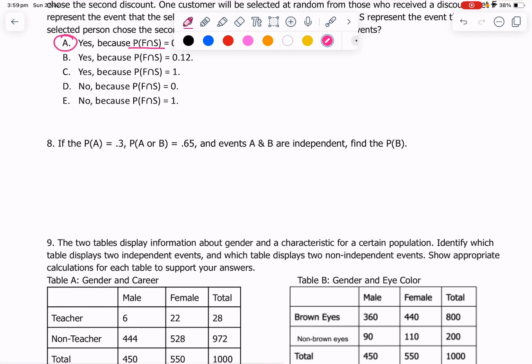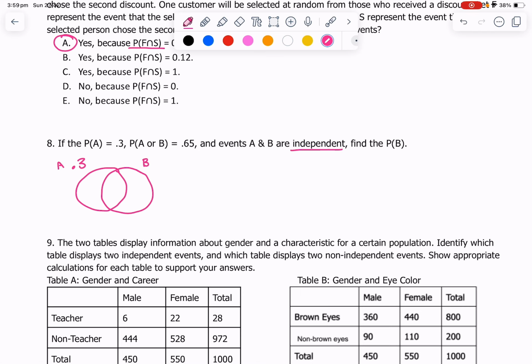Okay, this one's really fun. We have independent events. This is a key word right here. The probability of A is 0.3. The probability of A or B is 0.65, and we want to find the probability of B. Okay, here's A.